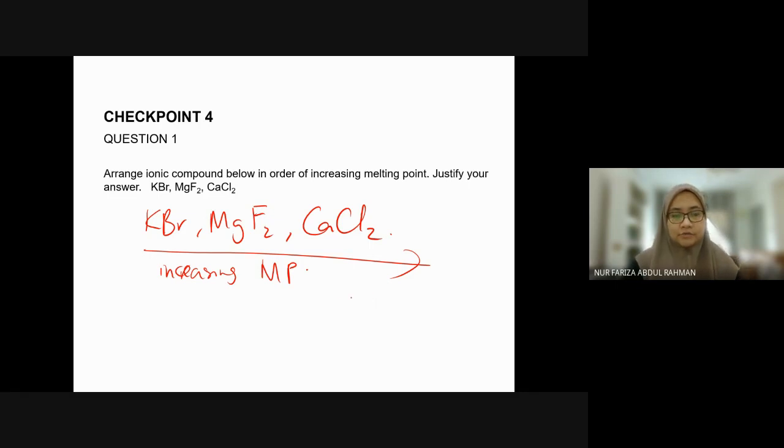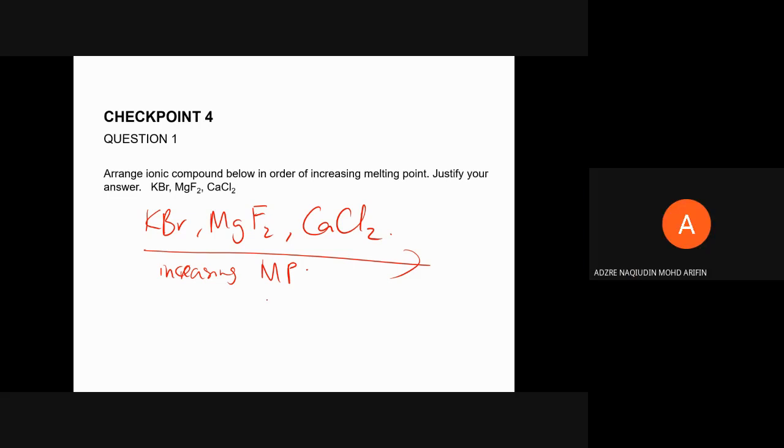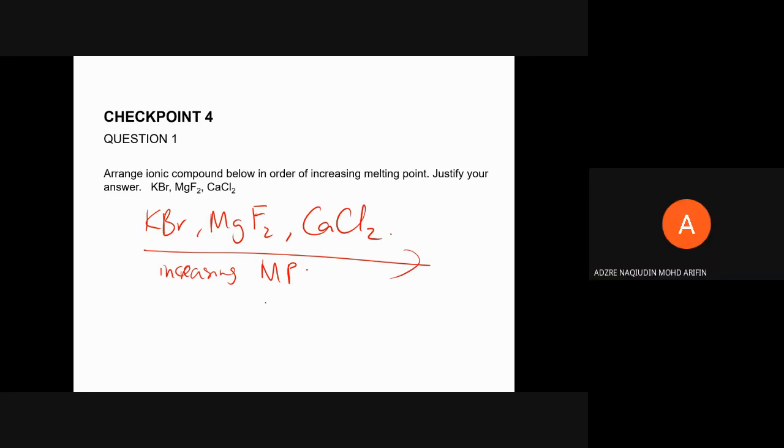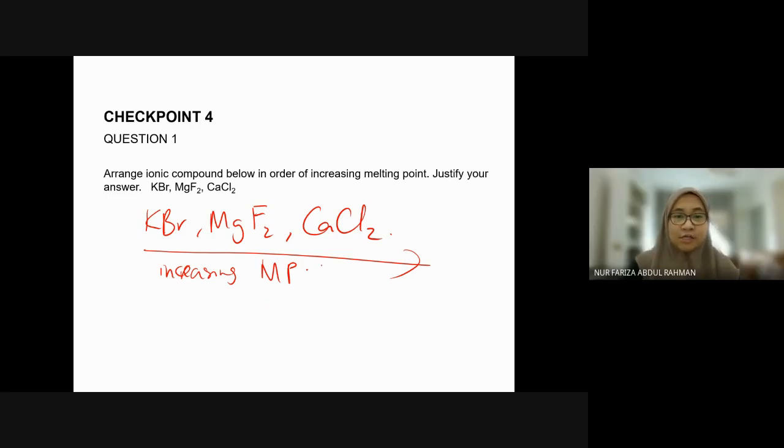So what would be your reason for this, Azri? Because the attraction is stronger. Which one has a stronger attraction? CaCl. Why is it stronger?